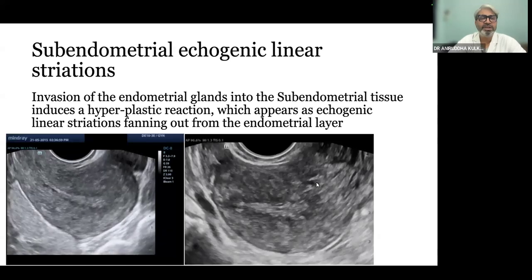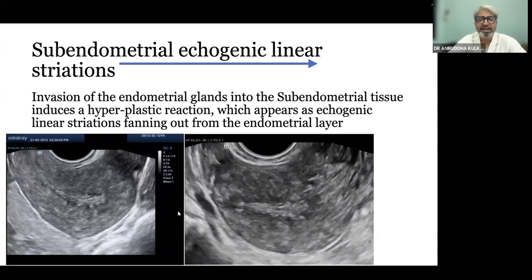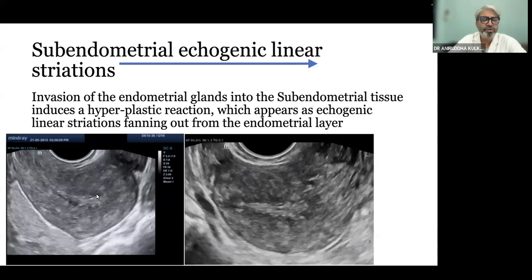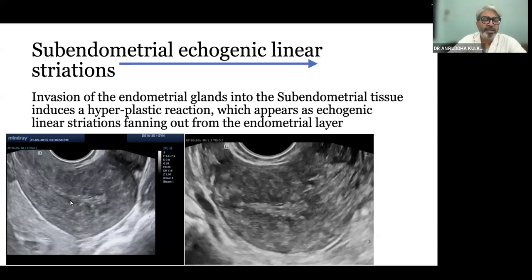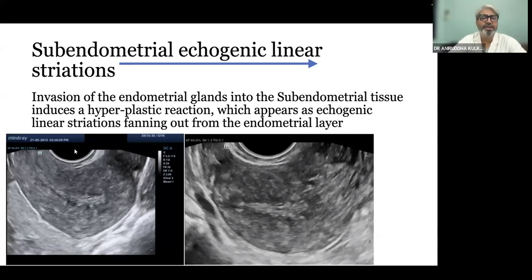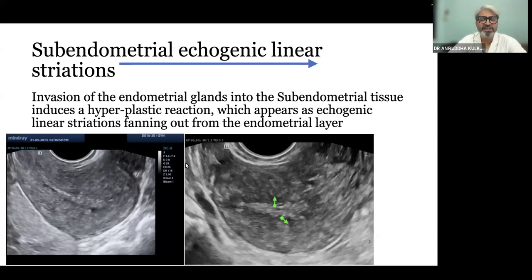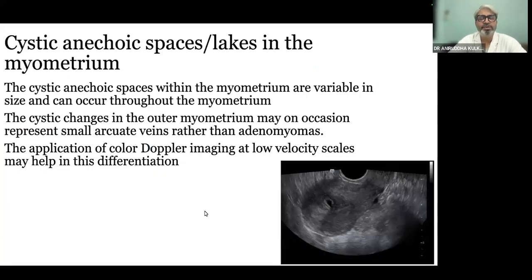The next one can be subendometrial echogenic linear striations. Now, in this cine loop, you can appreciate that the endometrial triple line configuration is indistinct. At the same time, I can make out that there are fine hyperechoic nodules arising from the endometrium and extending into the endomyometrial junction zone, which is indistinct as well as not appreciated in some part, that is, irregular. So this is the invasion of endometrial gland into subendometrial tissue as a hyperplastic reaction, and we need to always look for such striations or nodularity. It is said to be one of the most specific signs of adenomyosis.